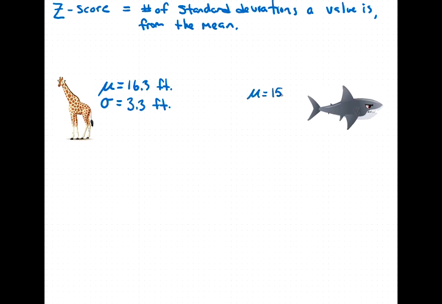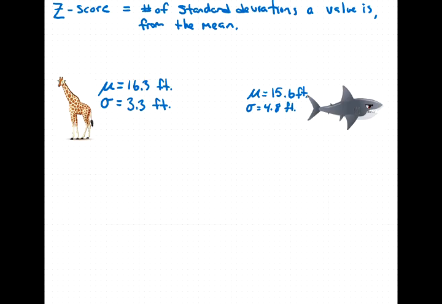And I also looked up the great white shark, which has a mean length of 15.6 feet and a standard deviation of 4.8 feet. And these are measured in feet. So this is just the average of the species with their standard deviations.